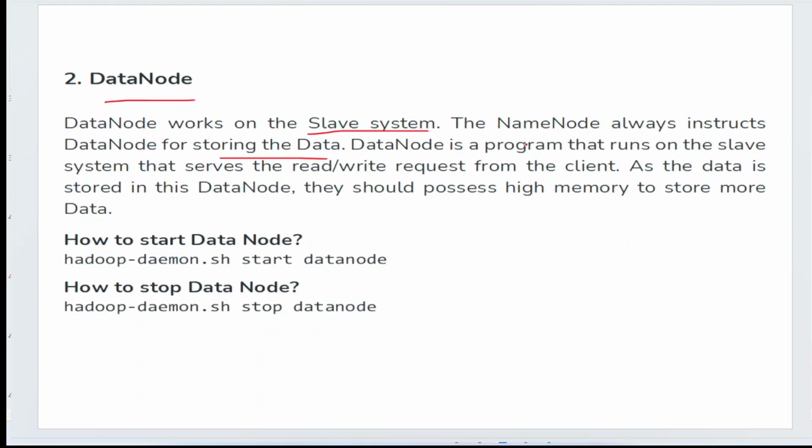The data node is a program that runs on the slave system, and it serves the real read and write requests from the client. As the data is stored in the data node, it should possess high memory to store more data. And how do we start the data node? If you want to start the data node, we have the start datanode option. If you want to stop the data node, we have the stop datanode option.